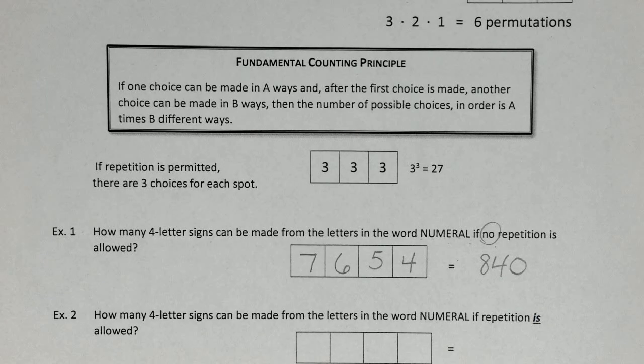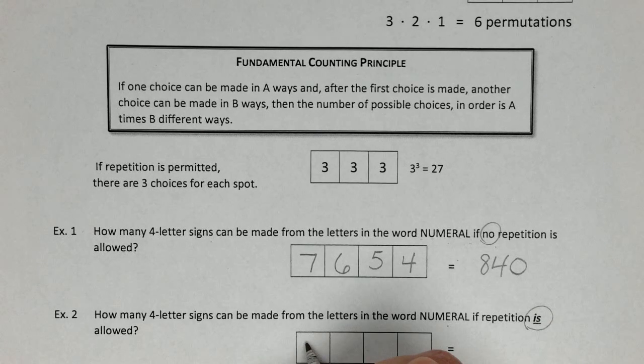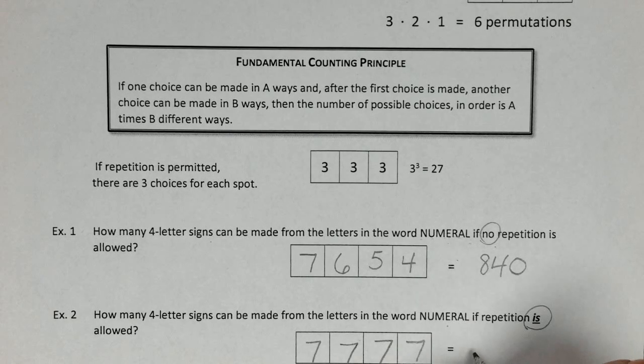Now, what if we still have the same letters, we're still making a 4-letter sign, but now repetition is allowed? Well, that means we have 7 to choose from, we still have 7 to choose from, we still have 7 to choose from, and so on. So that is 7 to the 4th power. I guess I'll write it that way, but also we're going to find out how many that is. 2,401.